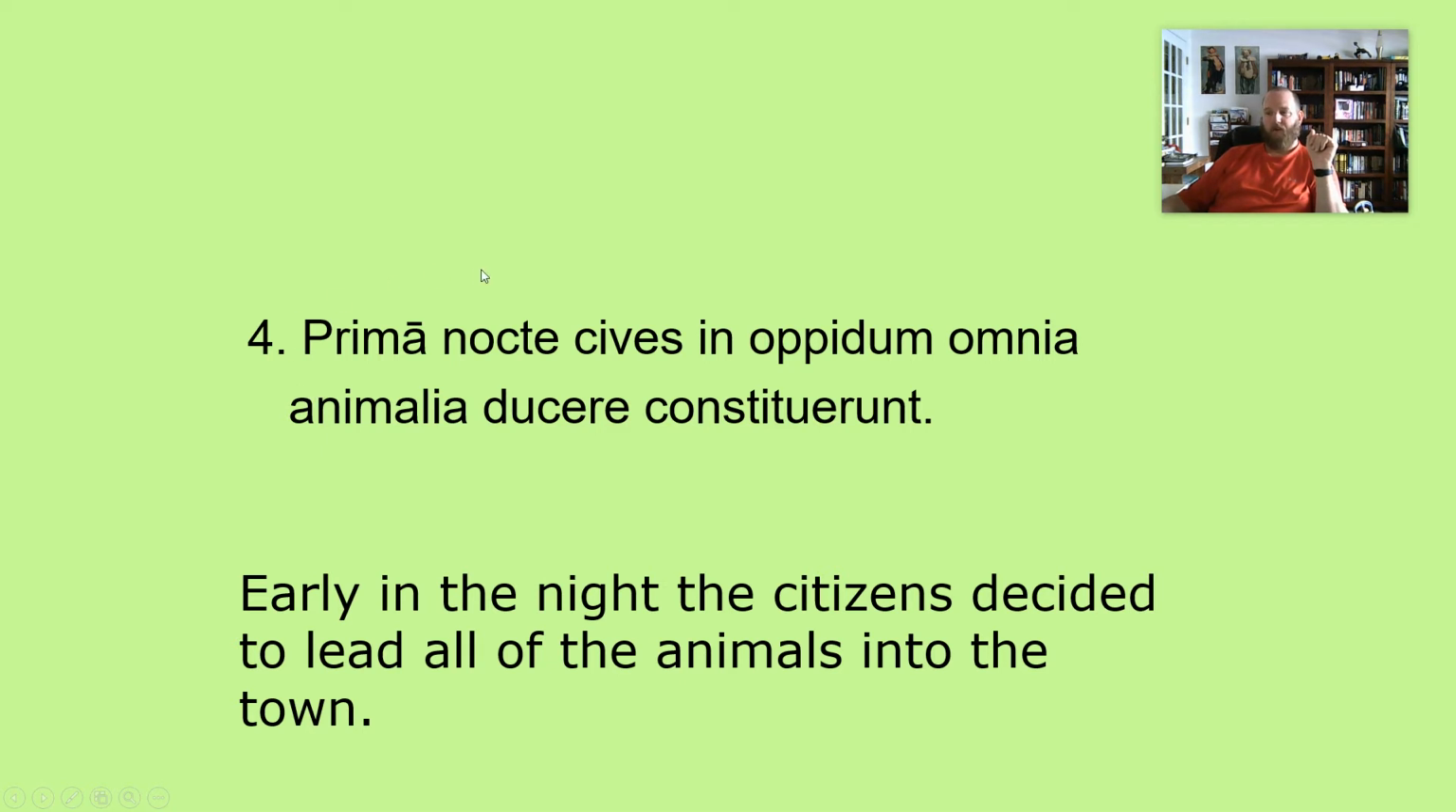What construction is this? Of course, it's an idiom, prima nocte, but specifically it's an ablative of time when, because it's early in the night, it's telling when the sentence is happening. Okay, and remember in used with an accusative word means into. That's why oppidum, it means into the town here. Okay, lots of stuff there on number 4.